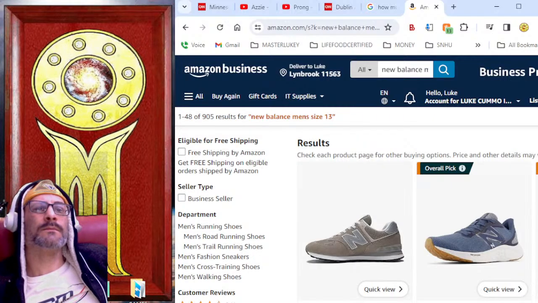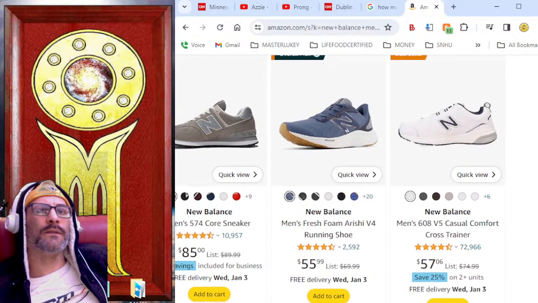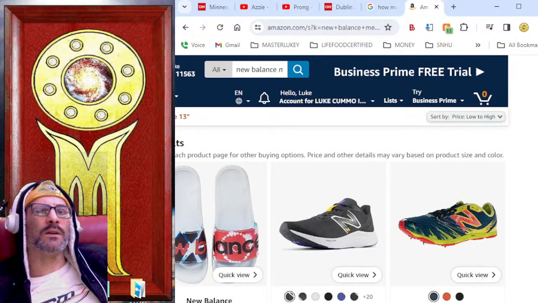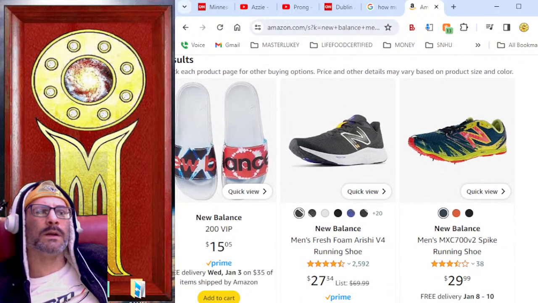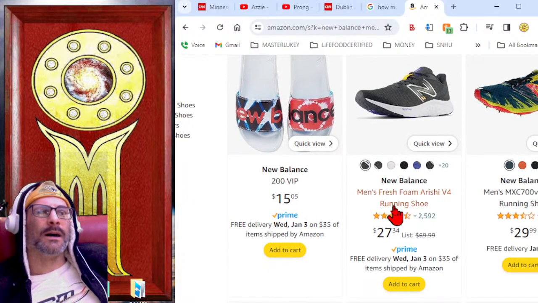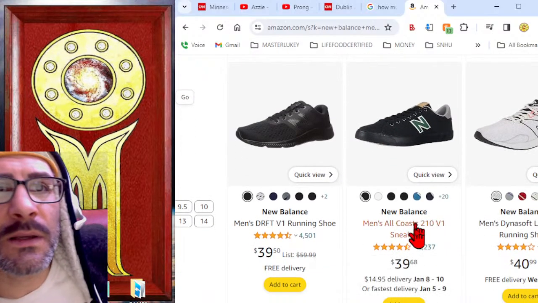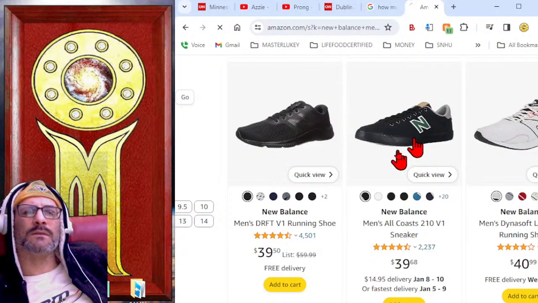You ready, Londos? You ready for this? 85. Okay. Ooh, 55. Price low to high. Wow. Actually, it's cheap. I take that back. Holy. A month ago. NB623. Wow, look at this. They got this style. It's like a skate shoe. I might get this for myself when I get money.